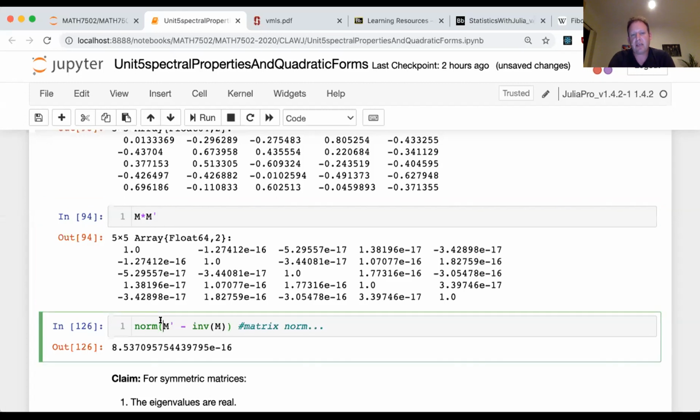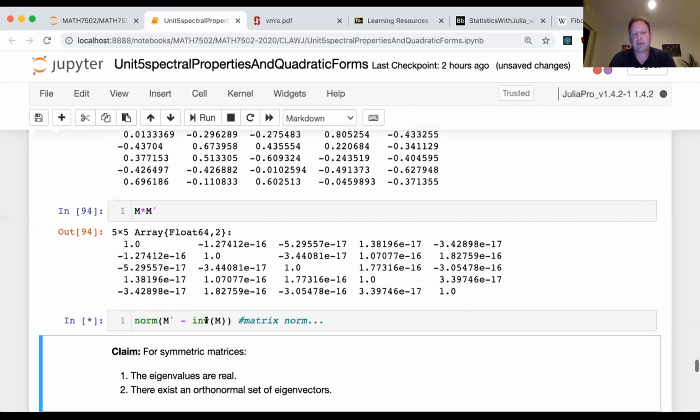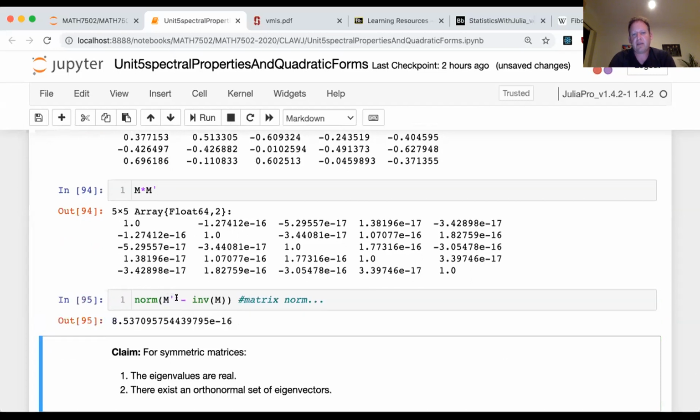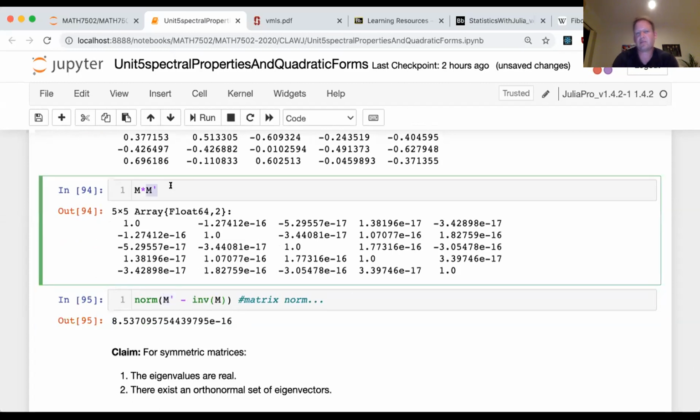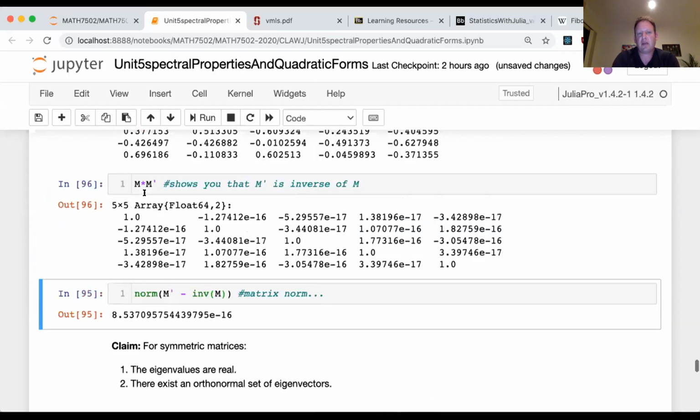So look, the M transposed is just like the inverse of M, okay? Here I'm just checking that M transposed is the inverse of M. This shows you that M transposed is the inverse of M. So M transposed is the right inverse of M, and since M is square, it's also a left inverse and an inverse.